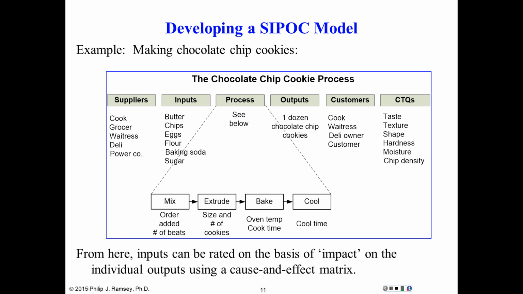And then what are the CTQs? The things the customer finds to be important. So taste, texture, shape, and so forth. So these are things we would want to have some measure of as part of our process. In other words, we want some measure of taste, texture, shape, hardness, moisture, and so forth.